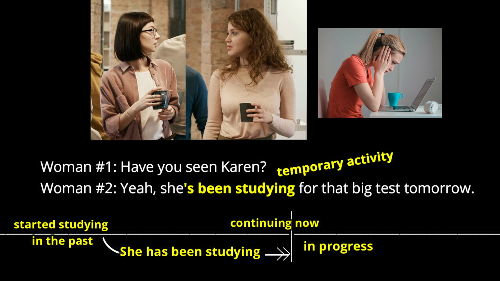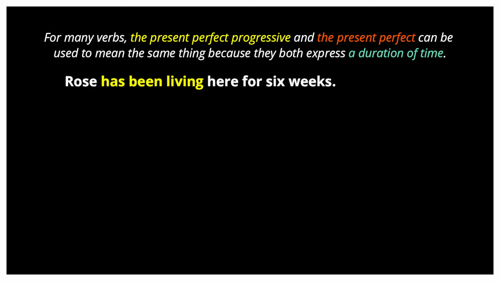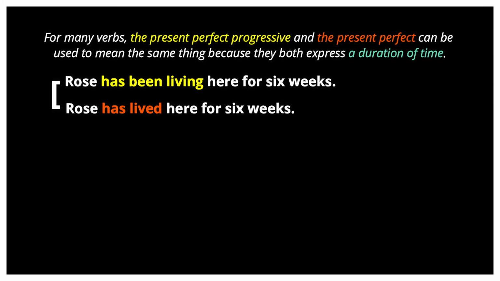Okay? Now, for many verbs, the present perfect progressive and the present perfect can be used to mean the same thing because they both express a duration of time. For instance, we can say, Rose has been living here for 6 weeks. This is the present perfect progressive. And we can also say, Rose has lived here for 6 weeks. Now, in this case, they both mean the same thing. They're both describing a duration of time.